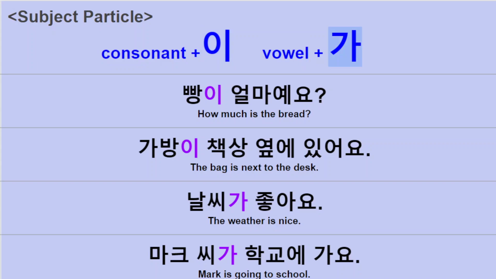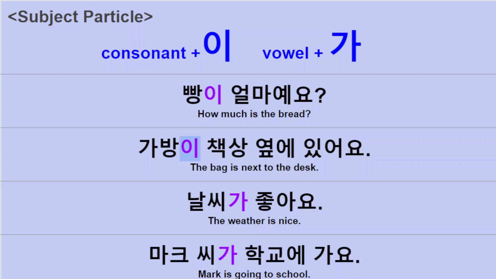right? And the first one, 빵이 얼마예요? So 빵 is the subject in the sentence, right? The bread is the subject, and 빵 ends in a consonant, so the right one here is 이. And next one, 가방이 책상 옆에 있어요. 가방 is the subject in the sentence. So, this one, 방 ends in a consonant. So 이 is the right one.